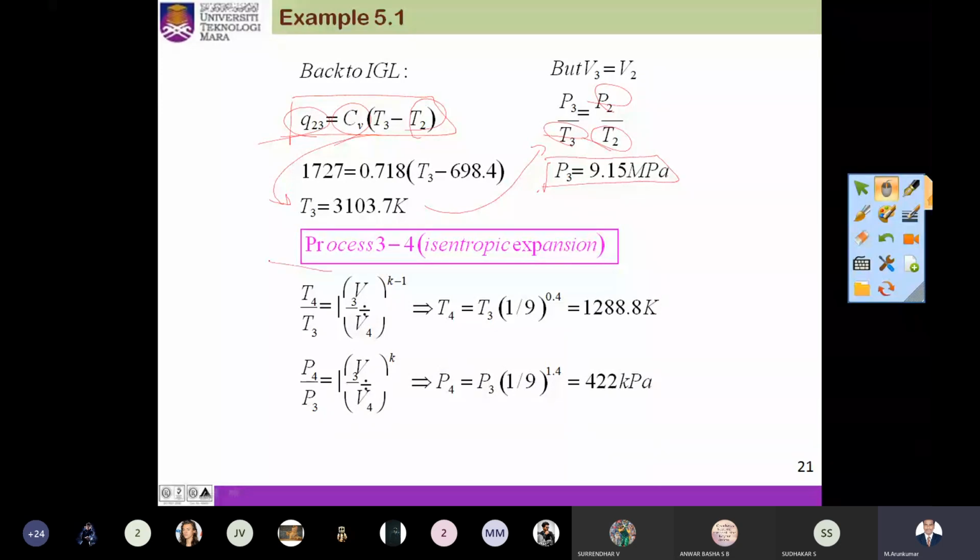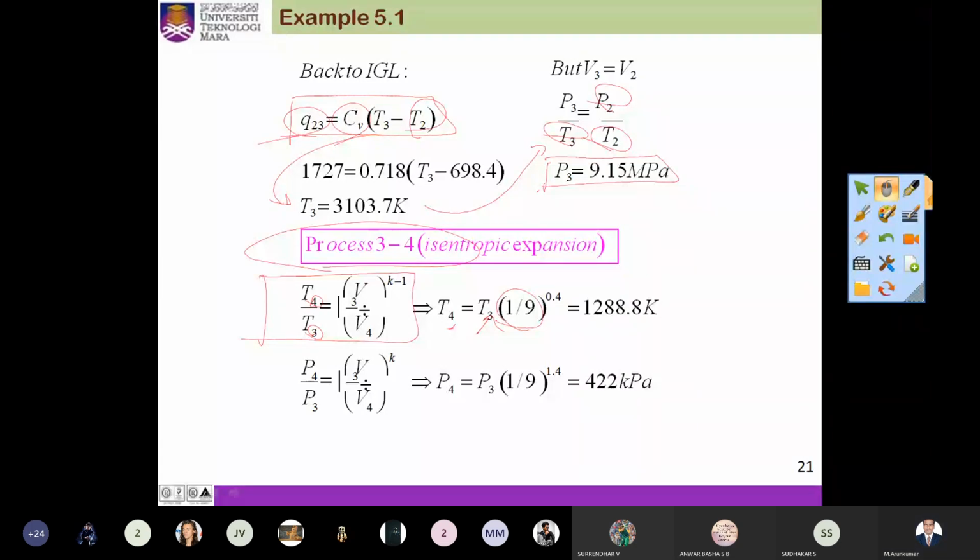Then we can move to the process 3 to 4. That is the isentropic process. This isentropic expansion happened here. So again, we have the same equation. But here we have to write 3 to 4. That is your T4 by T3 will be equal to your V3 by V4 power k minus 1. Then the value for T3, and the value for V3 by V4, that is equal to V1 by V2, so that is 1 by 9.